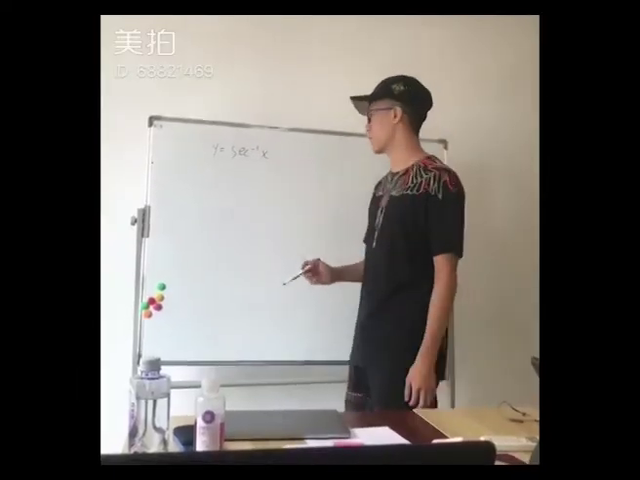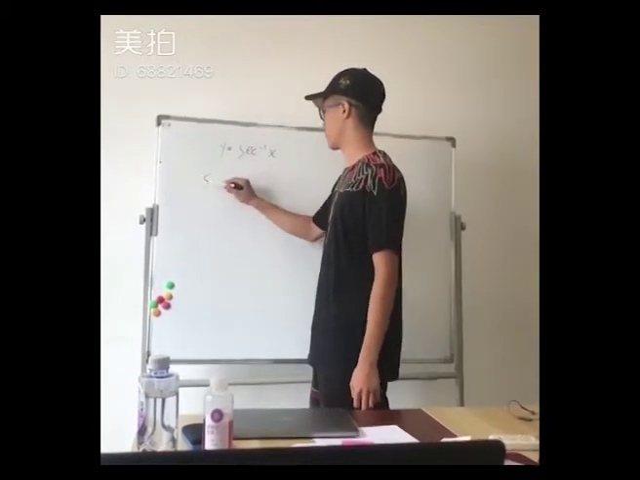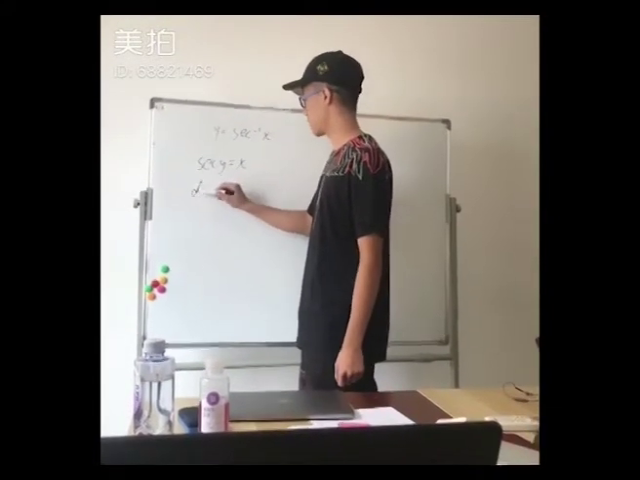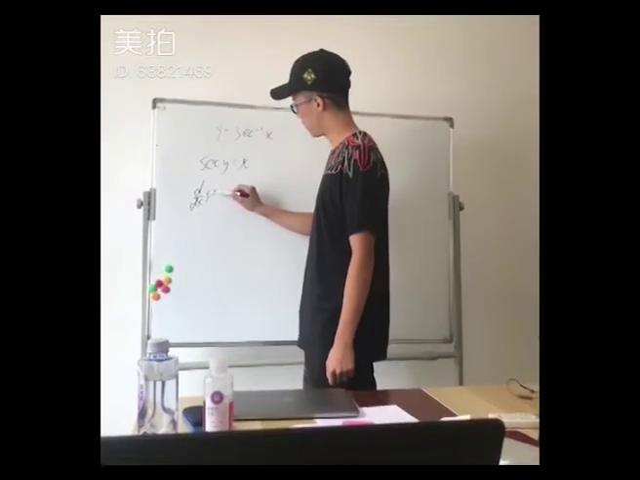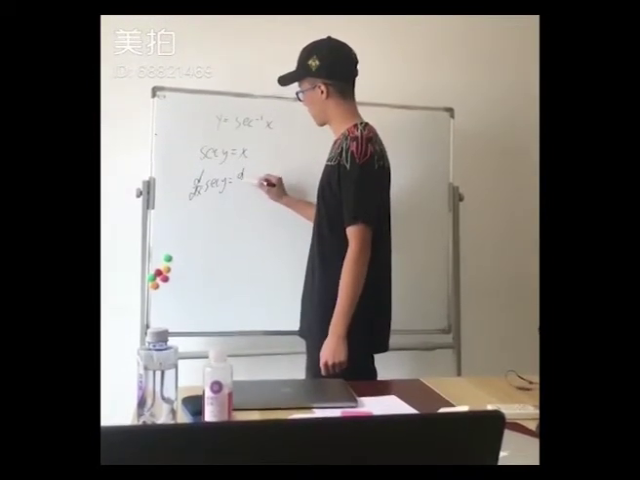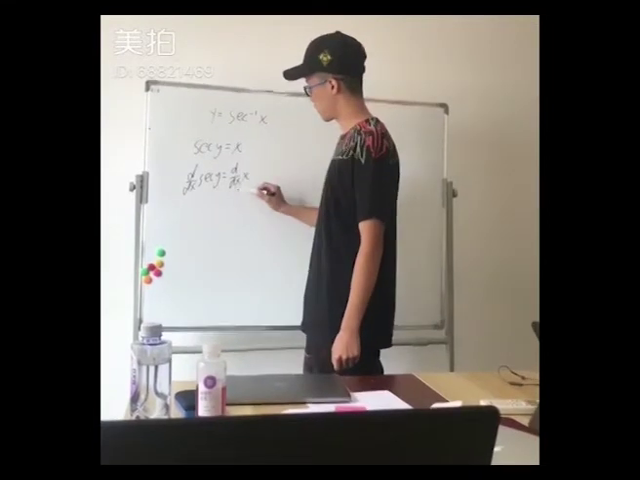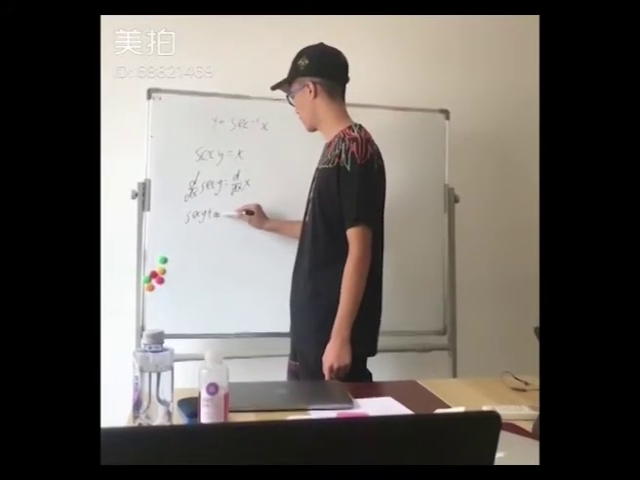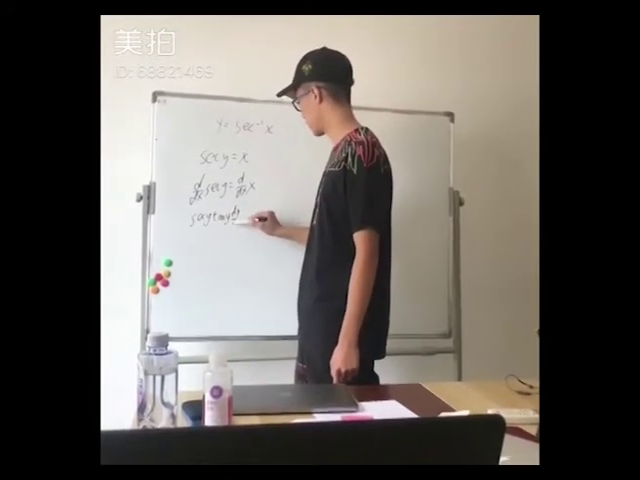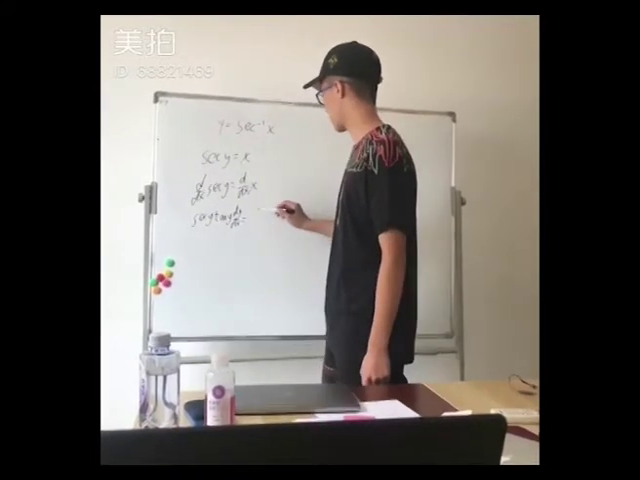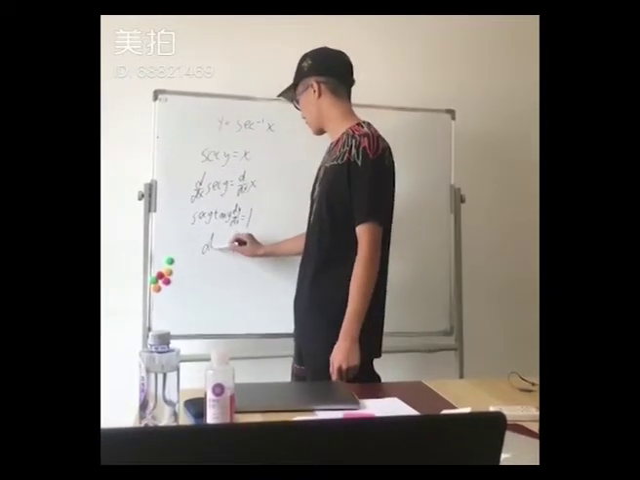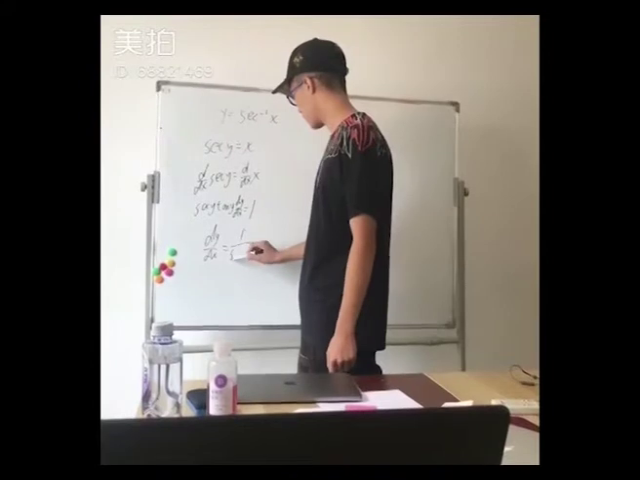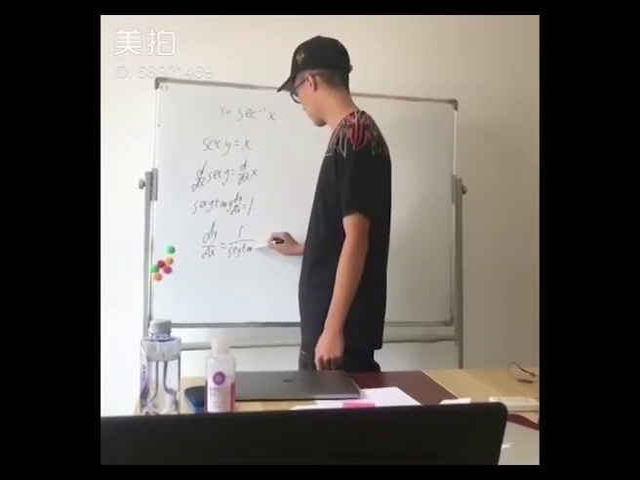If we want to find the derivative of arc secant x, which equals secant y equals x, we need to find the derivative of secant y and the derivative of x. The derivative of secant y is secant y times tangent y times dy/dx. And the derivative of x is 1. So dy/dx equals 1 over secant y times tangent y.